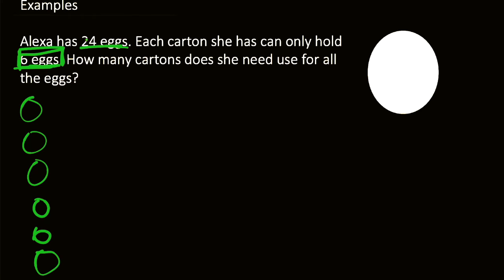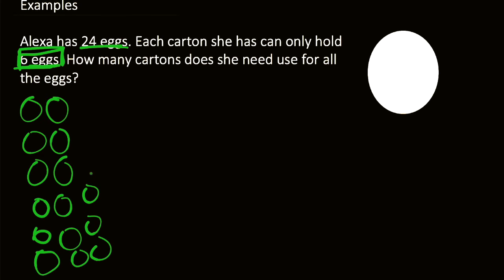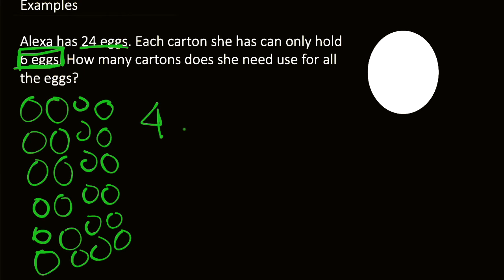And then, since there's 24 and each row has to have an even number, we can do some multiplication. We know that if we had 2 eggs in each row, we would have 12 eggs in total. If we had 3 eggs in each row, we would have 18 eggs in total. If we had 4 eggs in each row, we would know that we had 24 eggs in total. That means that there's going to be 4 cartons we need to use, since 24 divided by 6 is 4.